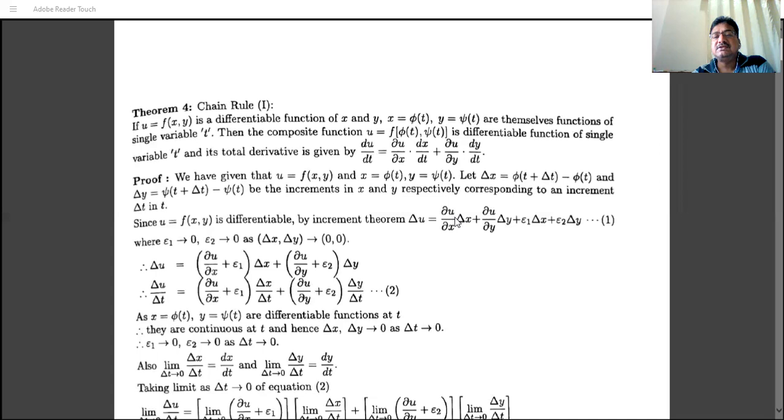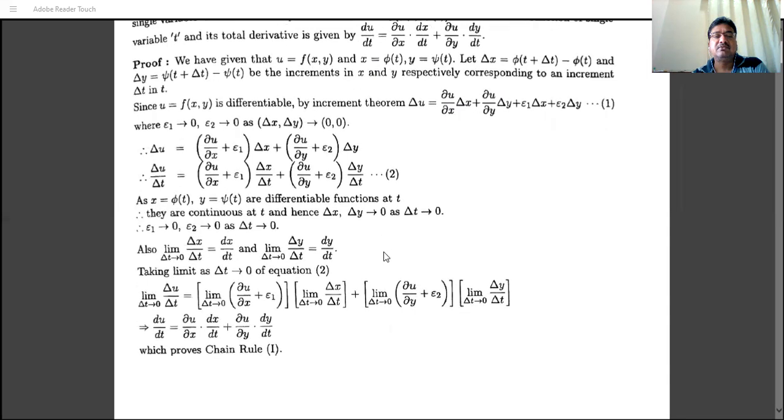So write this definition first: u is equal to f(x,y), a differentiable function of x and y. This is given, and therefore we have this. Suppose this is equation number 1. Then delta u is equal to, taking delta x common from these two terms and delta y common from these two terms, and dividing throughout by delta t, we have delta x by delta t, delta y by delta t. This is equation number 2.